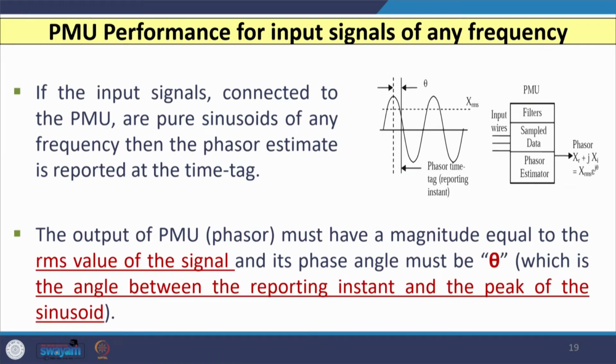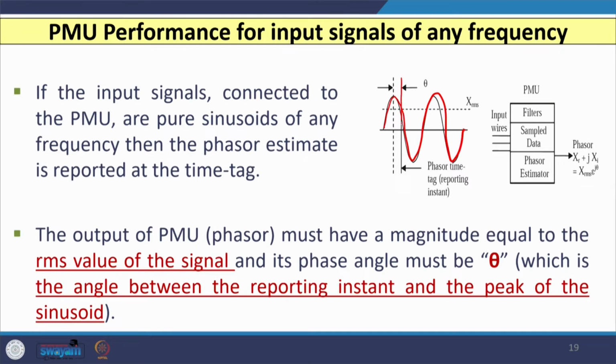Now, let us see the PMU performance for an input signal of any frequency. We know that if the input signals connected to the PMUs are pure sinusoids of any frequency, then the phasor estimate is reported at the time steps. So, you can see that here I have shown one signal, and this signal is what I have reported.